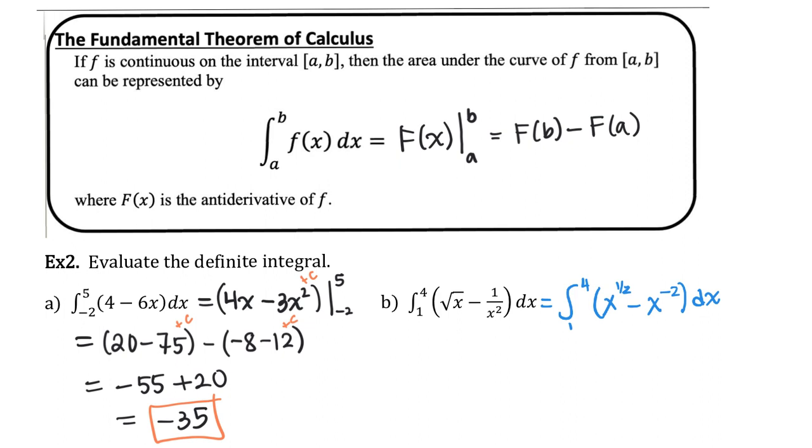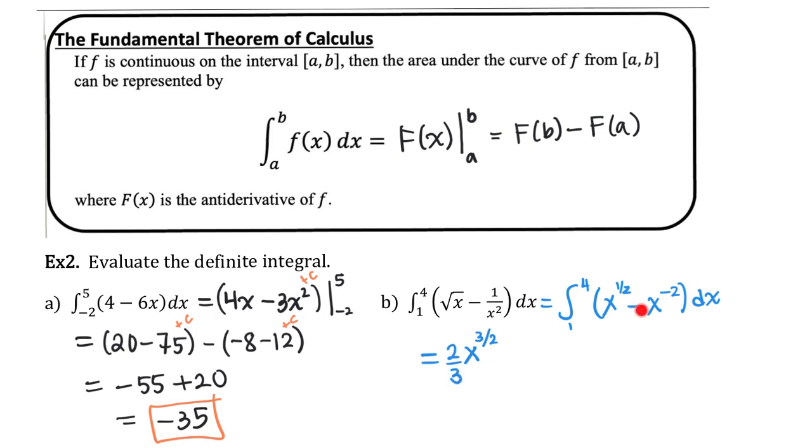You might skip that step eventually, but for now, we're going to do it as we're learning antiderivatives. Okay, so I'm going to take the antiderivative of x to the 1/2. I'm going to raise it a degree, so now it's x to the 3/2. And I'm going to divide it by 3/2, which really means I am multiplying by 2/3.